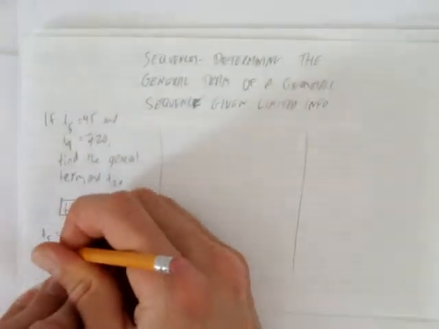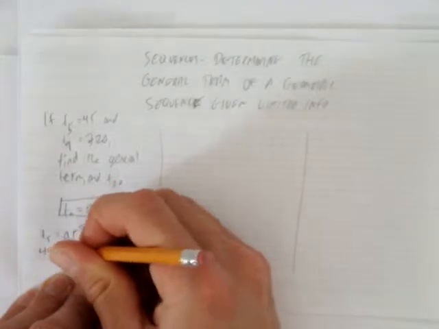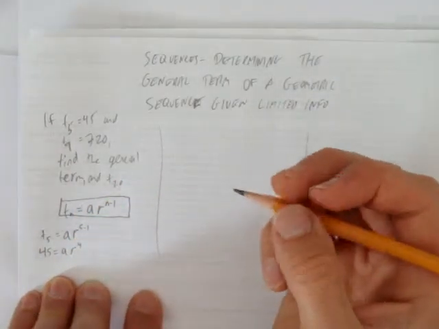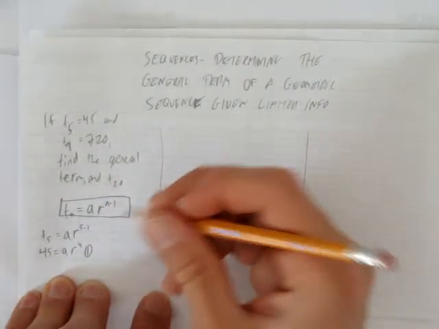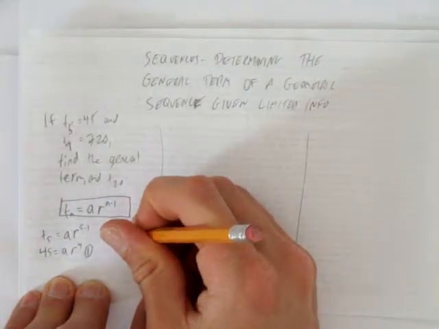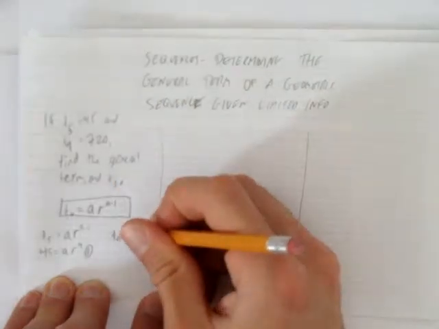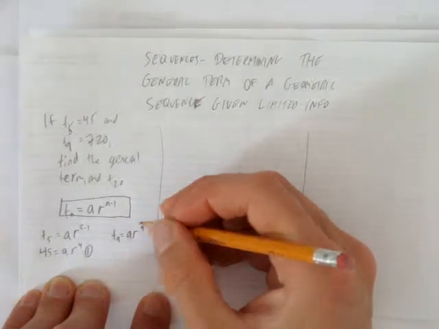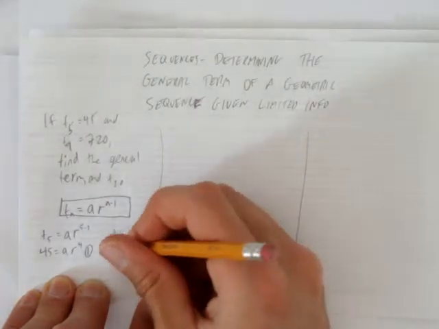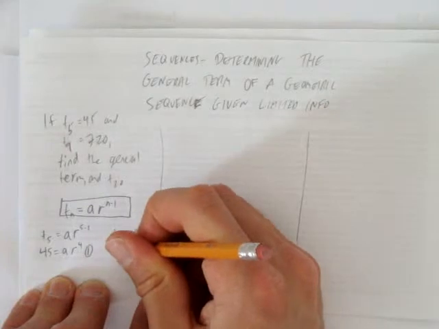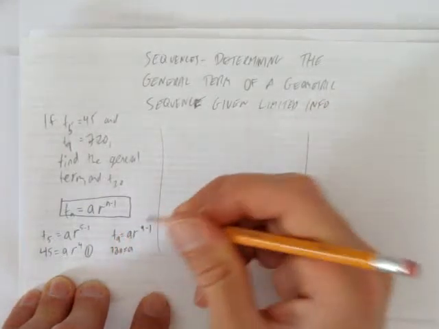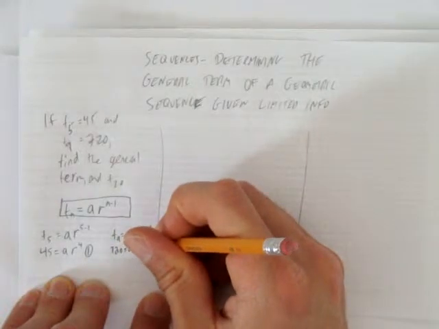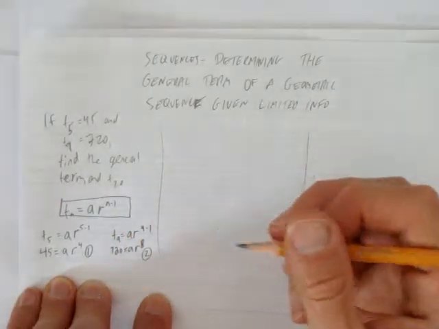We're told in the question T5 is 45. So we get our first equation, 45 equals A times R to the power of 4. Let's call that equation 1. Similarly, we'll develop equation 2. From T9 equals 720, we get T9 equals A times R to the n minus 1, where n is 9. So T9, which is now 720, equals A times R to the 9 minus 1, which is R to the power of 8. Now let's call that equation 2.